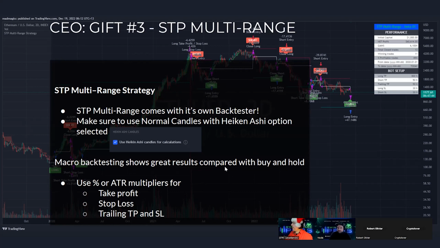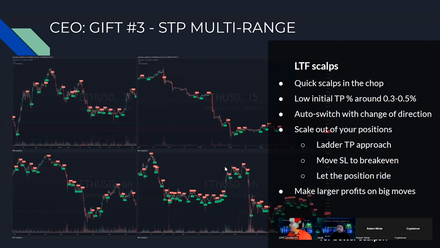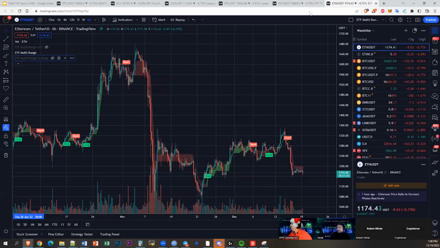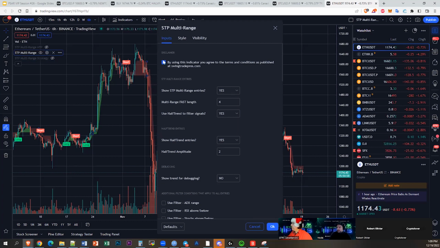Okay, and then, all right, guys. So low time frame scalps. Okay, and I'll zoom in on this. It's a little bit hard to see. These are zoomed out, but this indicator is fantastic for the low time frame scalps. And just one thing to note is that when you go to the low time frame scalps, I'll actually move to our chart now to show you this multi-range, STP multi-range here. Don't forget, you've got to select this disclaimer.